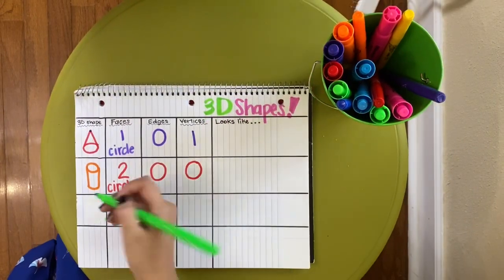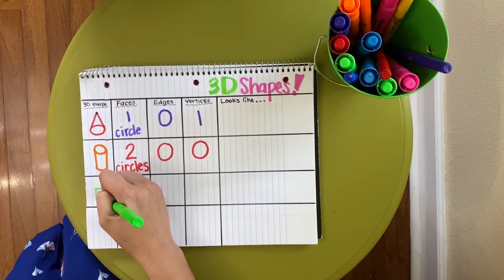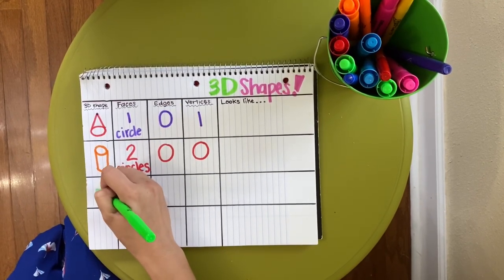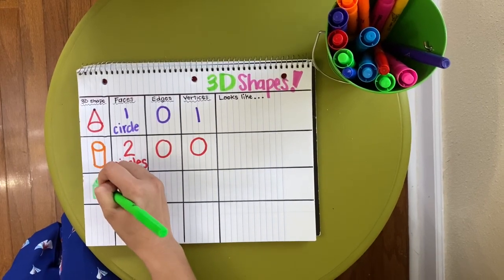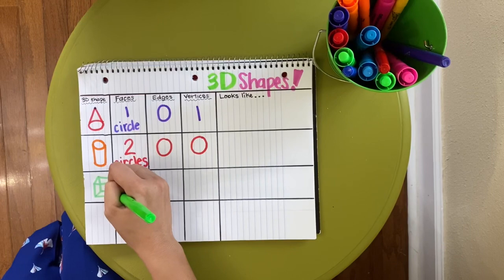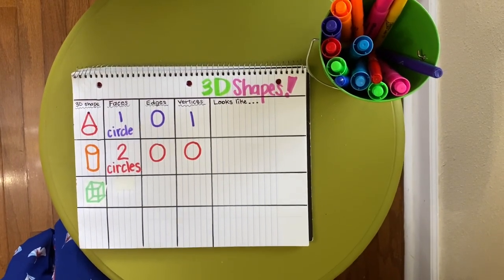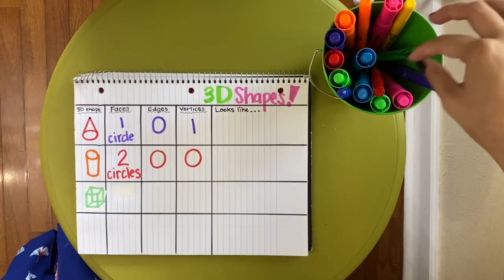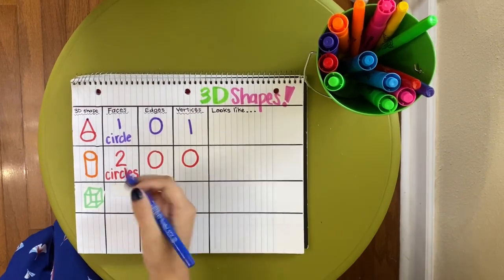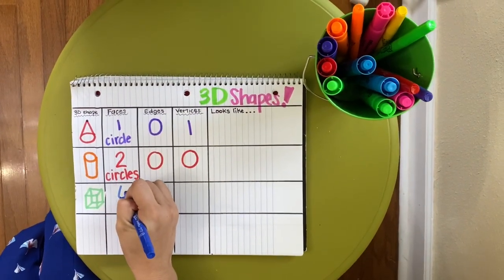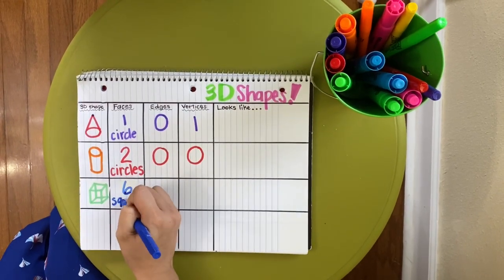Next, let's talk about the cube. To draw a cube, I'm going to draw 2 squares, and then connect the vertices. Now, how many faces do you think a cube has? Well, a cube has 6 faces, and all of those faces are squares.